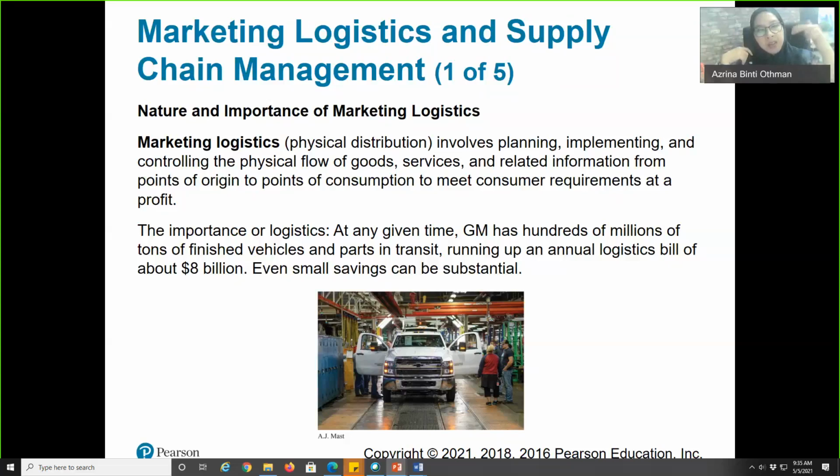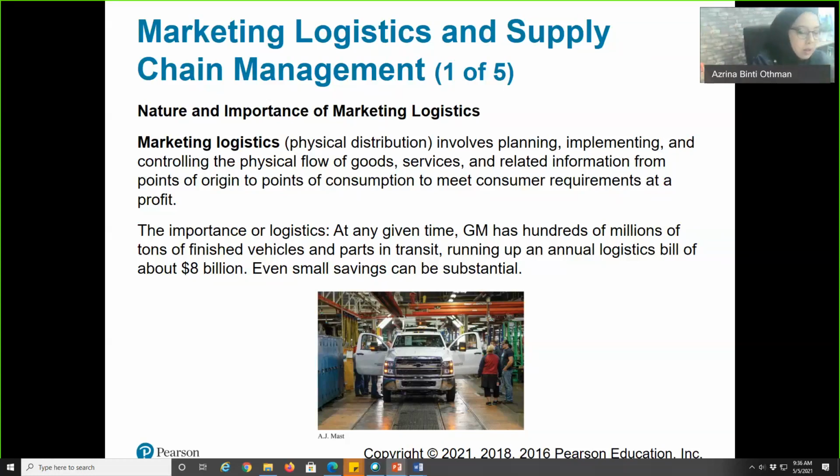So, what is the physical flow? Goods, services and related information from points of origin, okay, from dealers, from wholesaler to retailers, from retailers to sales agent, to consumer, okay? And how does this point of origin to points of consumption meet the customer requirement at a profit?